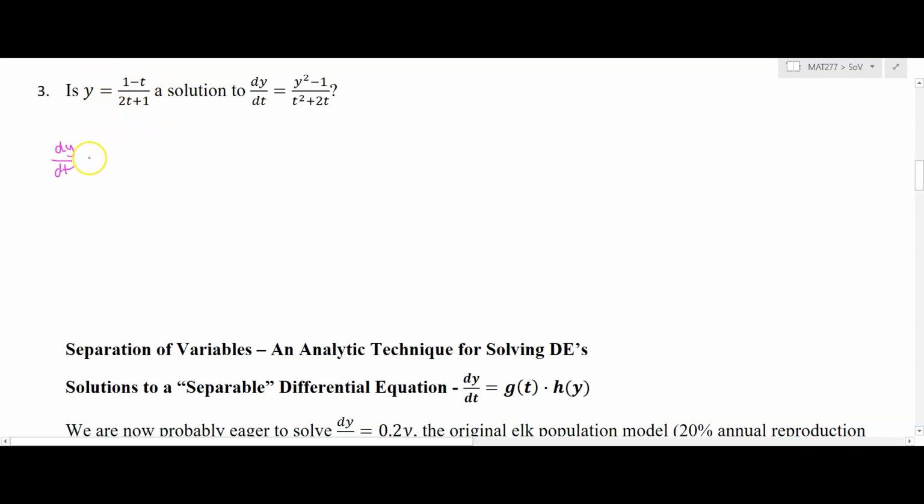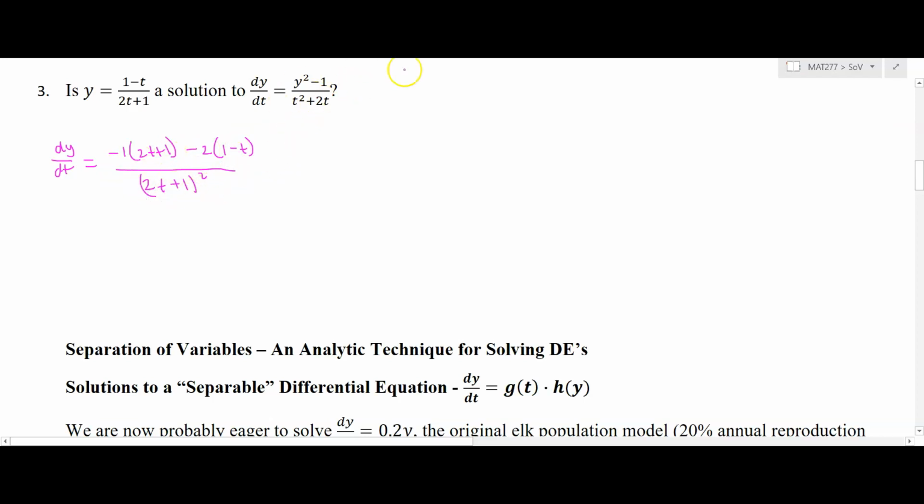In order to find this derivative, I have to use the quotient rule, which is the derivative of the top times the bottom. So f prime g, where the derivative of 1 minus t is negative 1, times the denominator, which is 2t plus 1, minus the derivative of the denominator, which is 2, times the numerator, which is 1 minus t, divided by the denominator squared, which is (2t plus 1) squared.